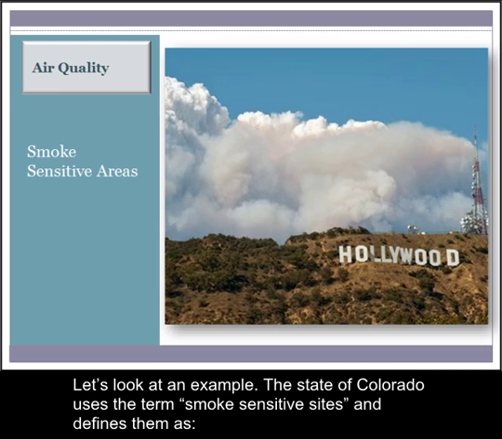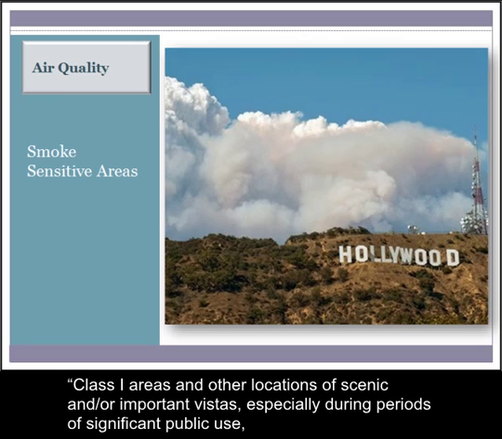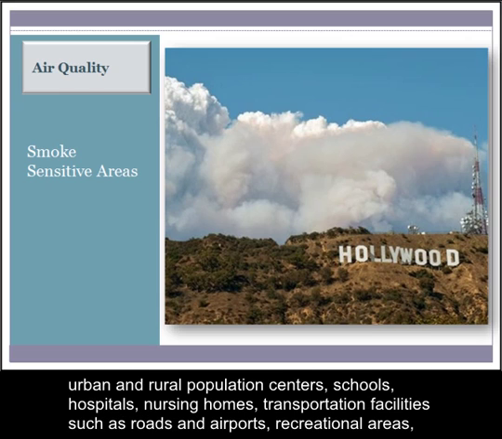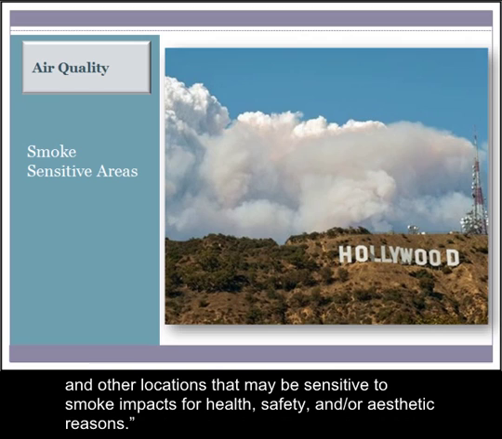Let's look at an example. The state of Colorado uses the term smoke-sensitive sites and defines them as Class 1 areas and other locations of scenic and/or important vistas, especially during periods of significant public use, urban and rural population centers, schools, hospitals, nursing homes, transportation facilities such as roads and airports, recreational areas, and other locations that may be sensitive to smoke impacts for health, safety, and/or aesthetic reasons.